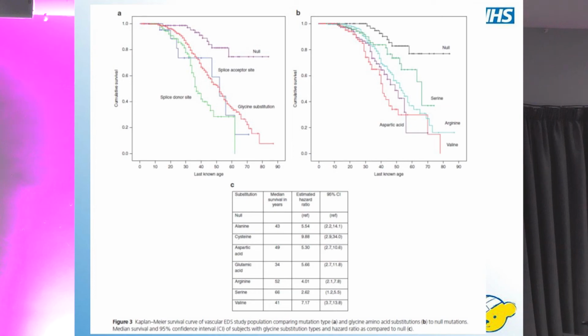On the left-hand side, the null mutations at the top, on average, have the best survival, and those are the ones where you produce half of the normal protein. And then the most severe are the splice site variants. On the right-hand side, this is comparing the different amino acid substitutions in the missense variants. On average, those with the serine are milder, and those with the valine more severe.